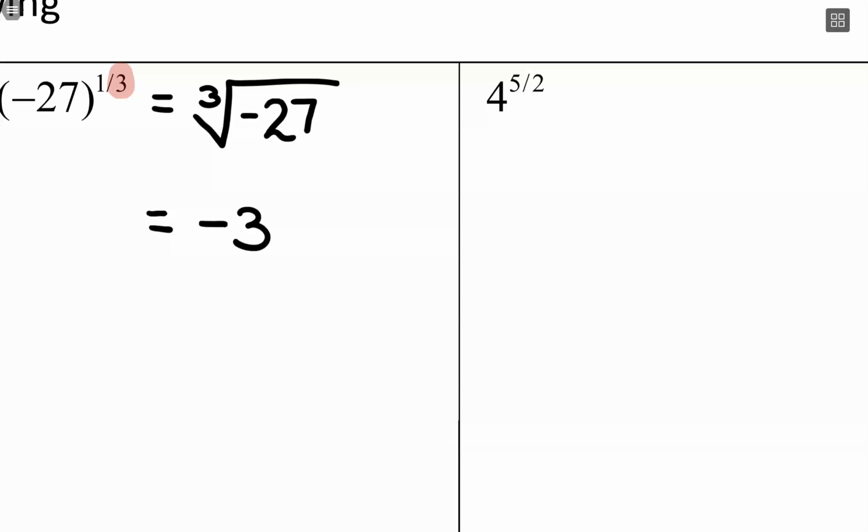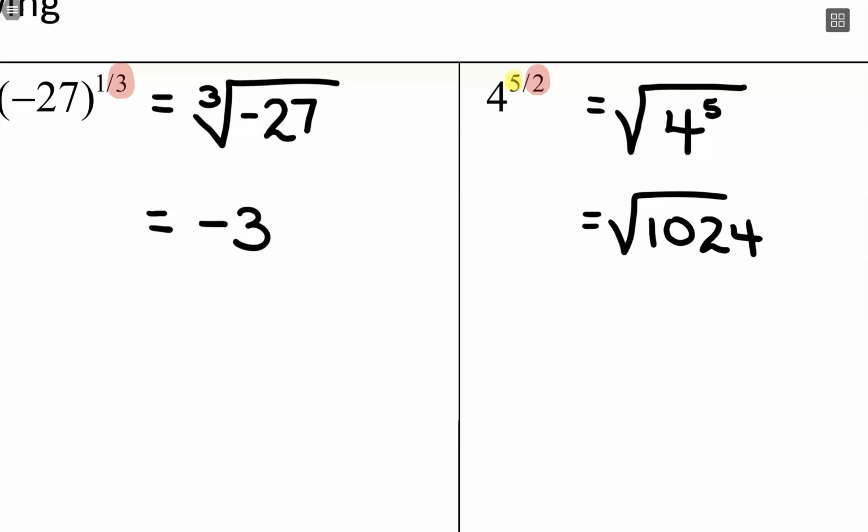And let's see, 4 to the 5/2, 5 over 2 power. I'm going to focus on the denominator first. The denominator of 2 in the exponent tells me to take a square root. Then I have my base of 4 goes underneath. And then what I need to take care of is that exponent of 5. So this is the square root of 4 to the 5th. And what we'll do is take 4 to the 5th power. So 4 to the 5th power is 1024. And the square root of 1024 is 32.